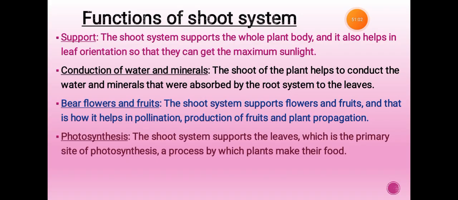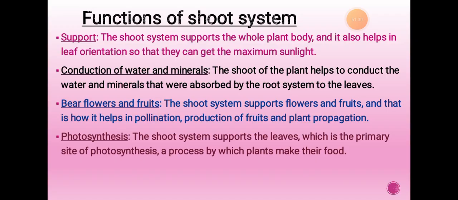Okay, then we have the bearing of flowers and fruits. The shoot system supports flowers and fruits, and that is how it helps in pollination, production of fruits and vegetables, and plant propagation. What does it mean? The shoot system supports flowers and fruit. It basically helps in supporting the flowers and the fruits.